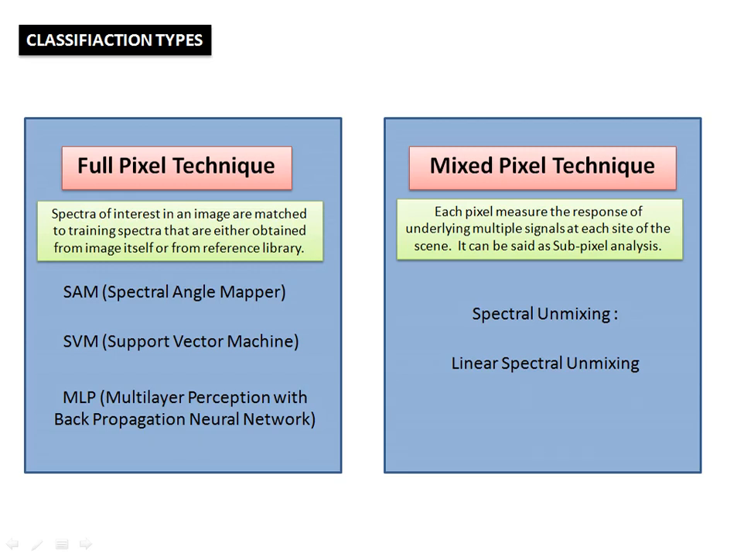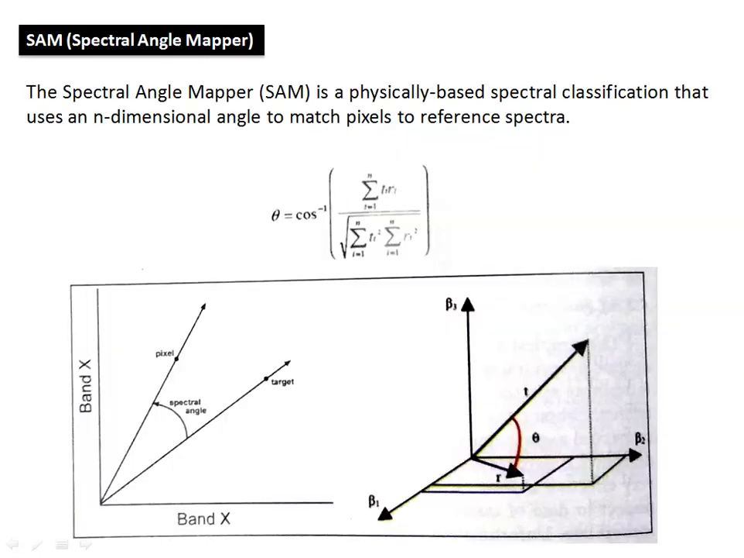In the mixed pixel technique, there is one important technique called spectral unmixing, and the linear spectral unmixing technique is the most commonly used technique to unmix the spectral mixture within a single pixel. So, what is spectral angle mapper?